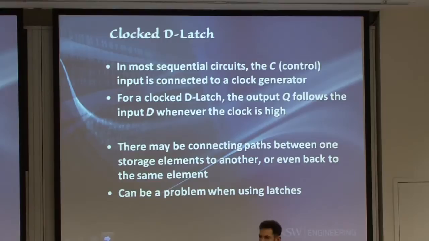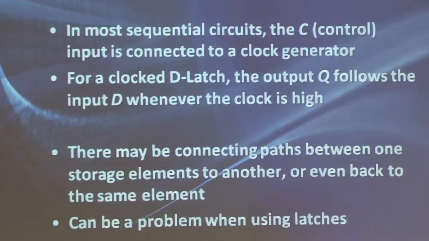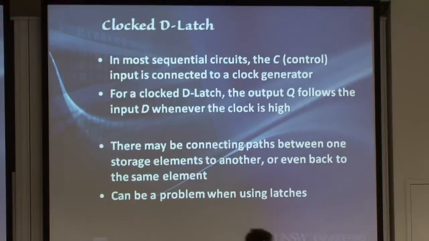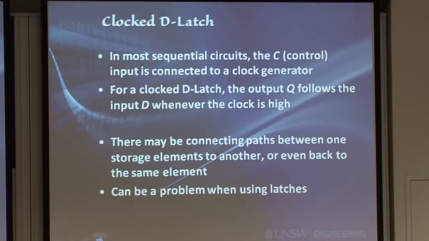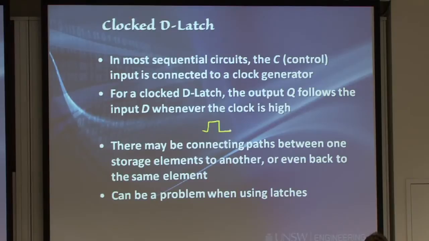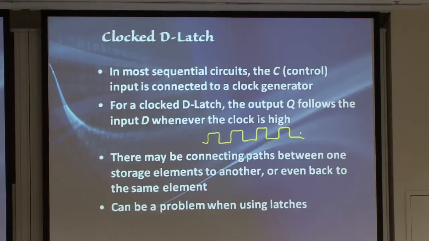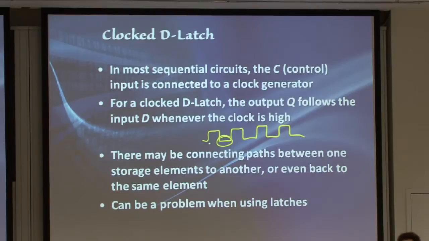So the D-latch, which is a bit more useful in the real world than an SR-latch, now has its control input. And when we build real circuits, we usually connect this C, the control, to a clock signal, something that is like a train, a square wave. Now every time this clock is high, the latch is transparent. Whatever is in D will propagate out to Q. Once the clock is low, the latch just keeps its state, and Q and not Q will stay constant regardless of what you put on D until the next time the clock goes high again.